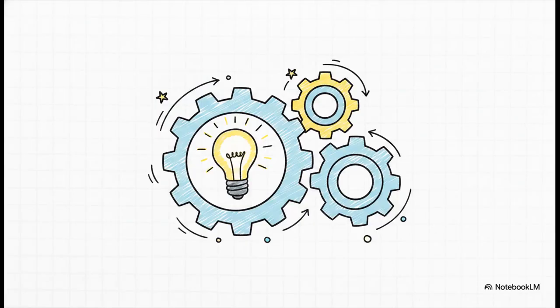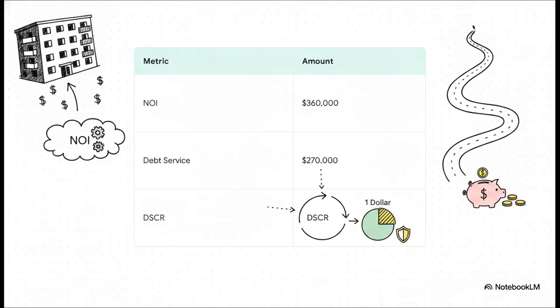Section 2, the math behind DSCR. Okay, let's dive into this. Let's look at how this actually plays out in the real world, using a pretty realistic 50-unit apartment example. Imagine our property is generating a healthy net operating income of $360,000. Now, let's say the annual debt service, those principal and interest payments we just talked about, totals $270,000. If we take that $360,000 NOI and simply divide it by the $270,000 debt service, we get a DSCR of 1.33.